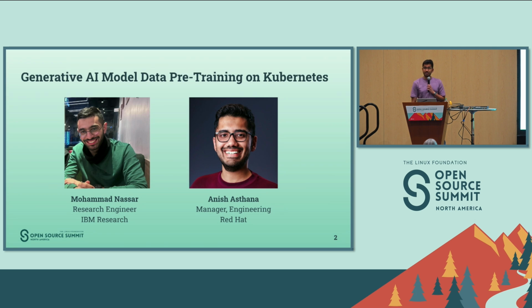By way of introductions, my name is Anish Asthana. I'm an engineering manager at Red Hat in the OpenShift AI group. I've been working on cloud-native AI for the last 7 years or so now. My co-speaker's name is Mohammad Nassar. He's been at IBM Research as a research scientist for the last 4 years or so, working on data engineering and hybrid cloud technologies. Unfortunately, he was not able to make it to Denver for the conference, so I'll do my best to represent him.